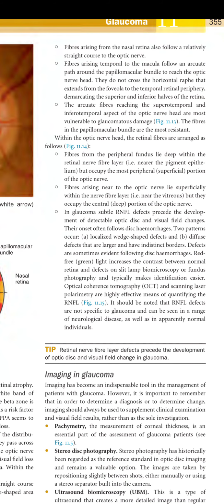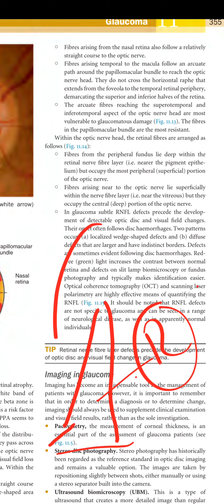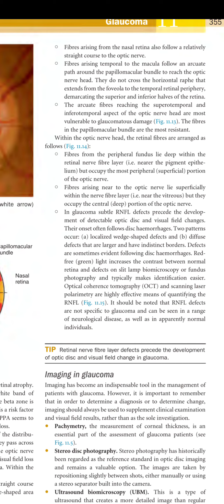The two true patterns are localized wedge-shaped defects and diffuse defects that are larger and have indistinct borders. Defects are sometimes evident following disc hemorrhage. So basically it is talking about the RNFL defect. They can be a wedge shaped defect, like we can see in the red field there, or they can be a diffuse defect as well with the indistinct border.